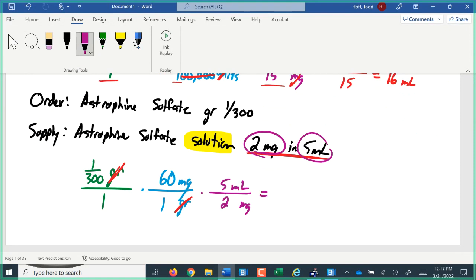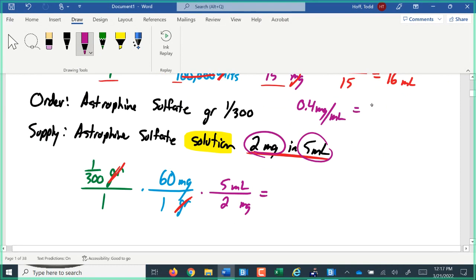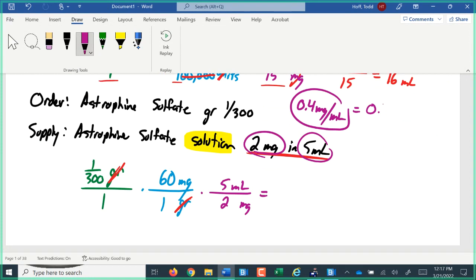Now, depending on the label, some of the labels may have just listed that as 0.4 milligrams per milliliter. When you see it listed like that, you still have to be able to say any rate can be an equivalency, as 0.4 milligrams would be equivalent to 1 milliliter. That would be the exact same rate as what we have here.